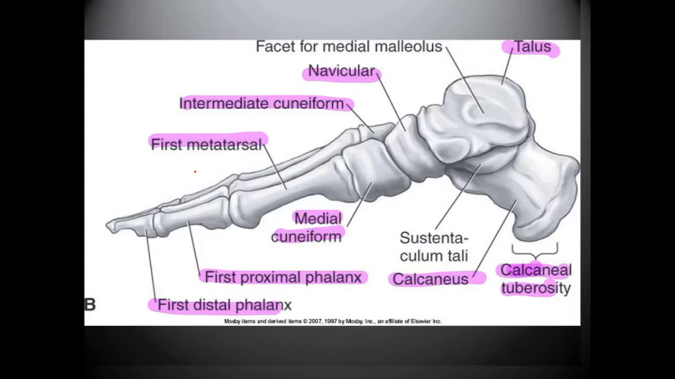So this gives you an idea of the arch of the foot. As you can see, you have this kind of shape, which helps to support the weight of the body.